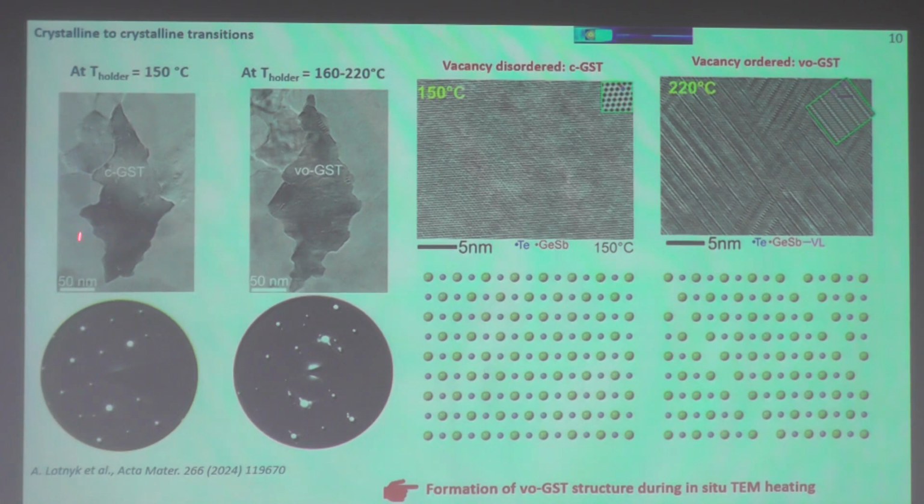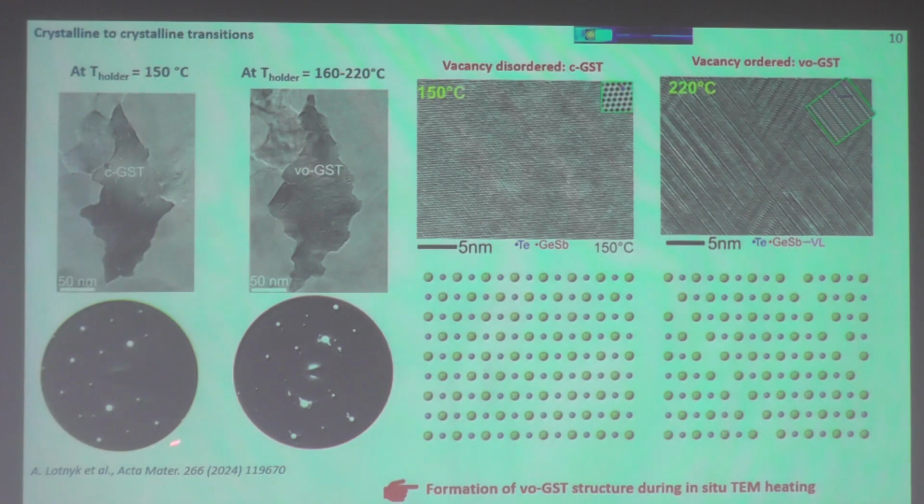If we heat up our cubic GST from 150 degrees C to 160, we observe the transformation from cubic to vacancy ordered phase. So this is the high resolution image. It shows a random distribution of vacancies in this cubic phase. And then at a temperature like 220 degrees C, we can start to see such lines in this system. And this is the signature of the formation of vacancy layers.